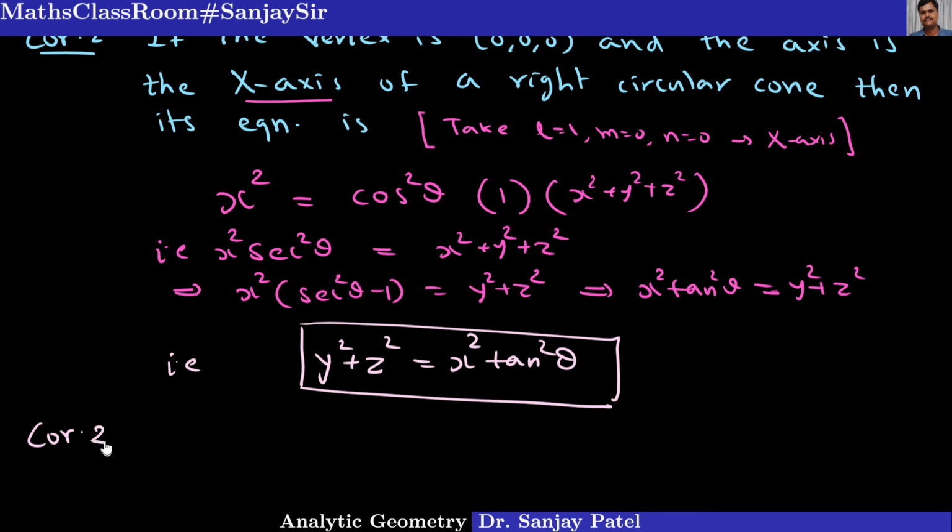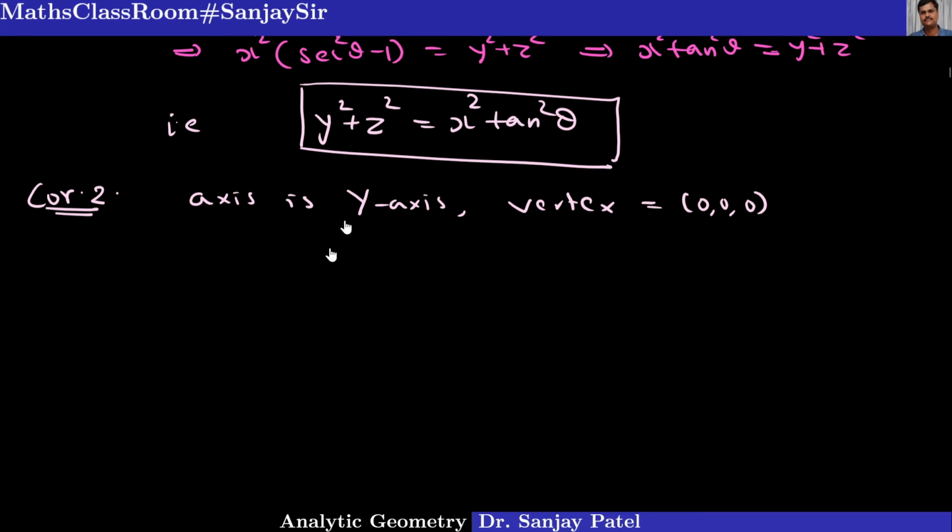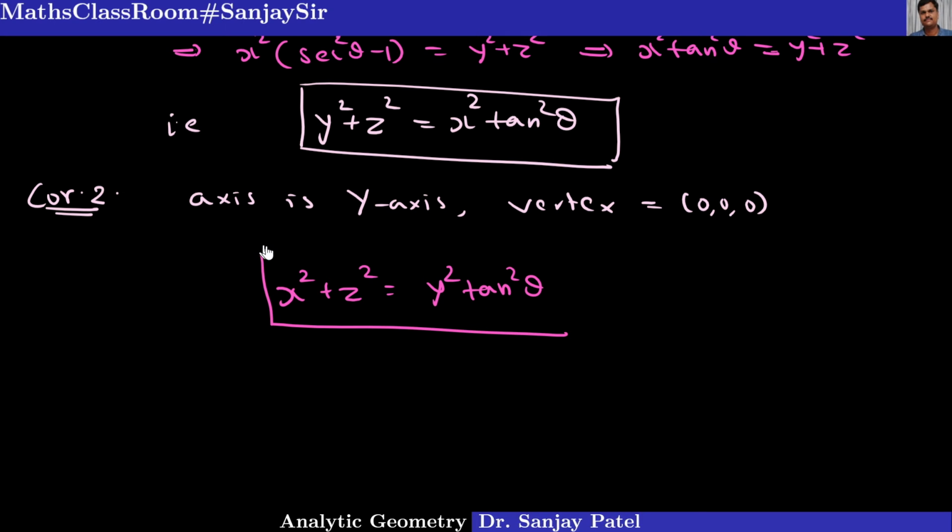Similarly, we can write down the second result. I am writing in short, just replacing the coordinate. If the vertex is the origin and the axis is the y-axis, then the equation of the right circular cone can be proved in the same way as x square plus z square is equal to y square into tan square theta. So when the axis is the y-axis and the vertex is the origin, this is called number 3 and this is 4.